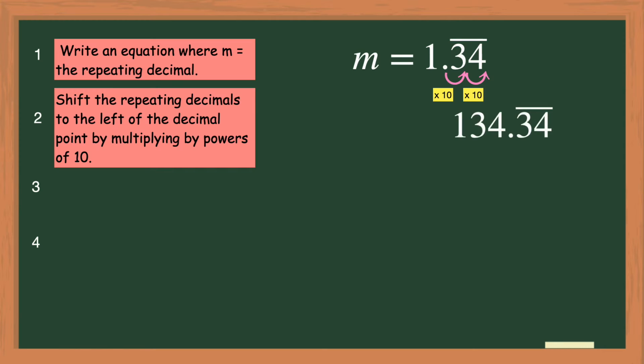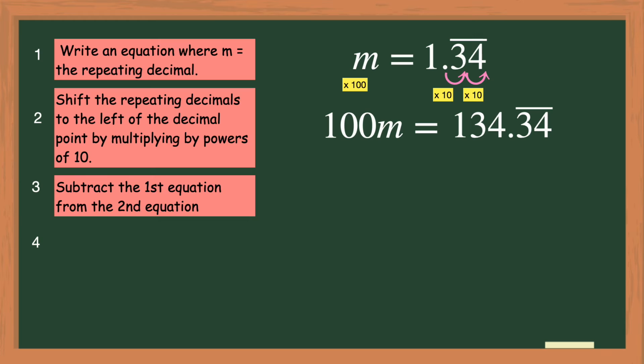resulting in 134.34 repeating. And keep in mind that if we multiply by 100 on the right side, we have to do the same multiplication to the left side as well. So now we have the equation 100m equals 134.34 repeating.